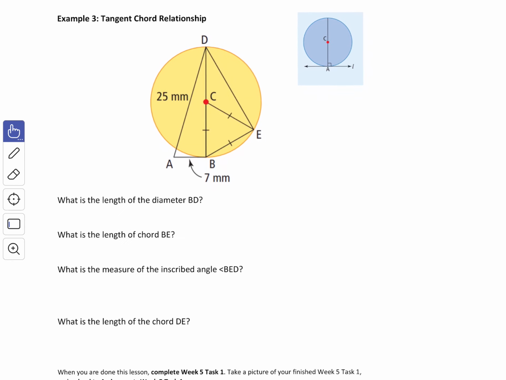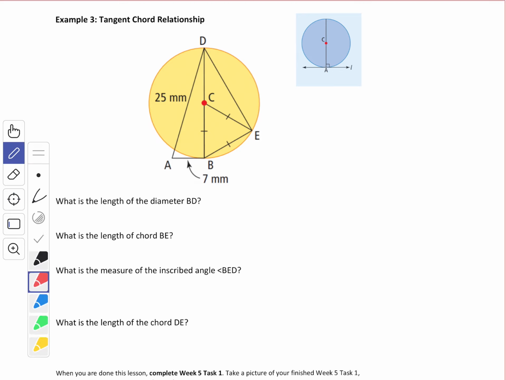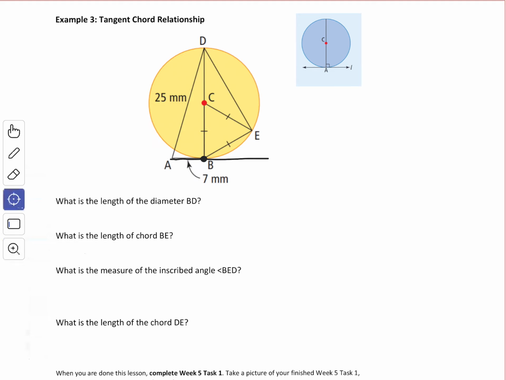Okay, so remembering that, let's look at our last example. This one says, what is the length of the diameter BD? Diameter BD right here. In this case, we kind of have to extend our tangent line for it to be obvious. Do you see how we can extend this line out? It becomes a tangent to the circle, and B is our point of tangency.